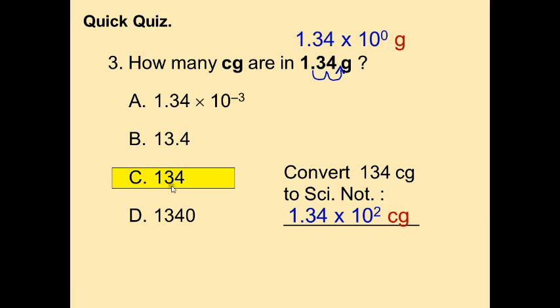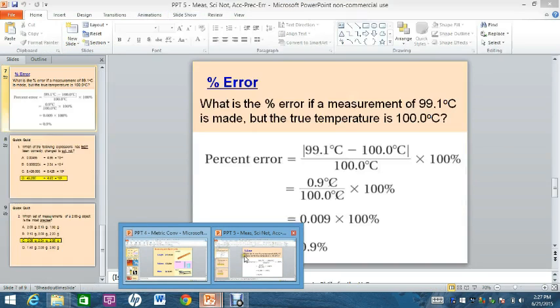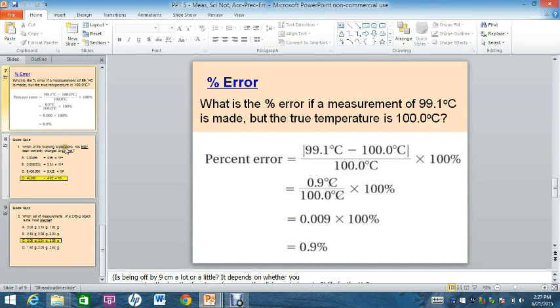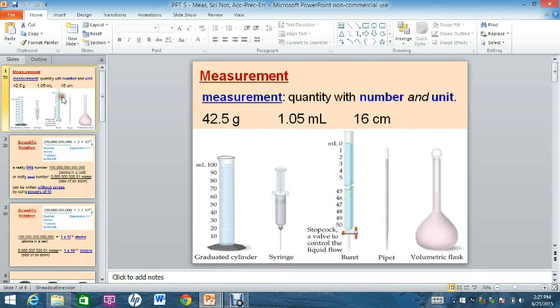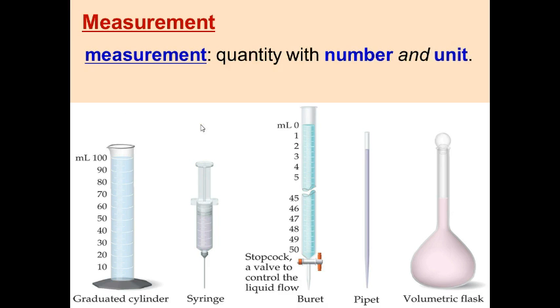And that is how you convert it into scientific notation, which we'll talk about in just a second. The next PowerPoint we're going to talk about today is about percent error, measurements, and accuracy versus precision. Before we start, a measurement is a quantity with a unit. All these would be examples of measurements because they have a number and a unit. Number, unit, number, unit.